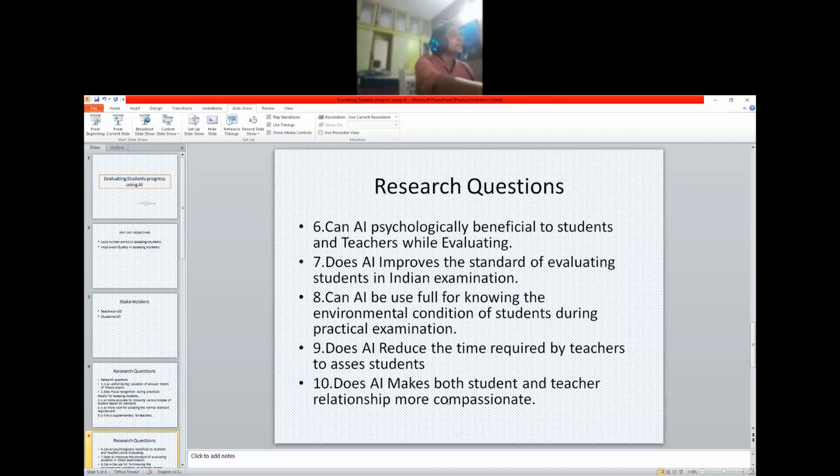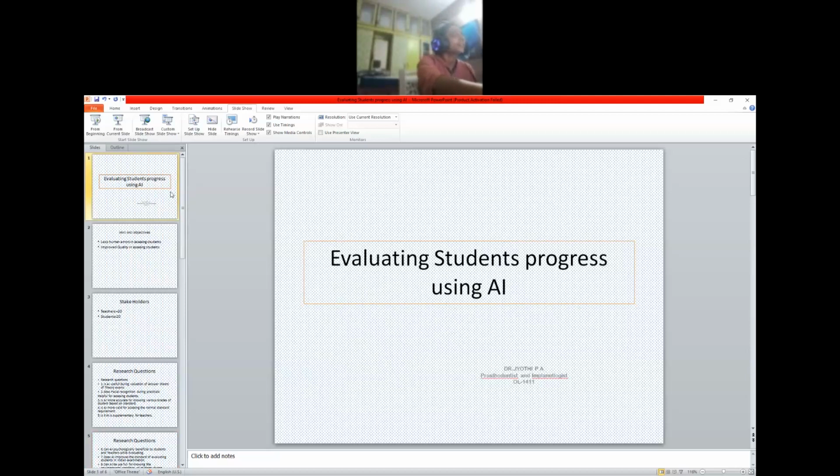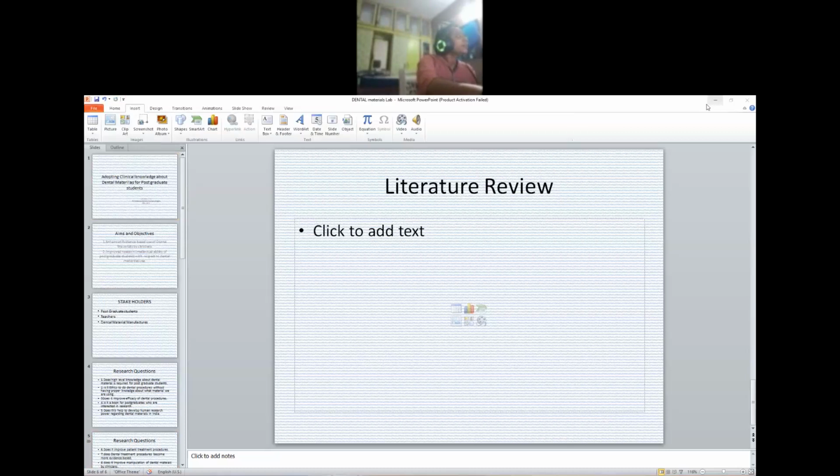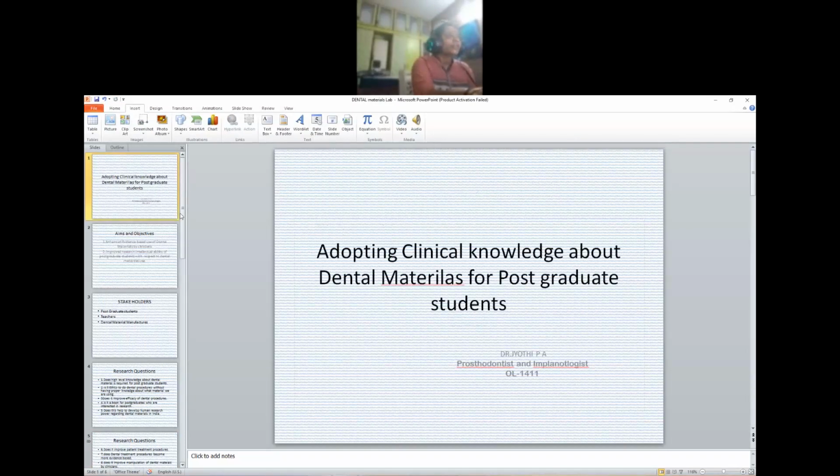The other topic is adopting the clinical knowledge about dental materials for postgraduate students. Right now, when we go to the post-graduation, we don't have dental materials separate as a subject, ma'am. We have it for the undergraduates, but not for the postgraduates.